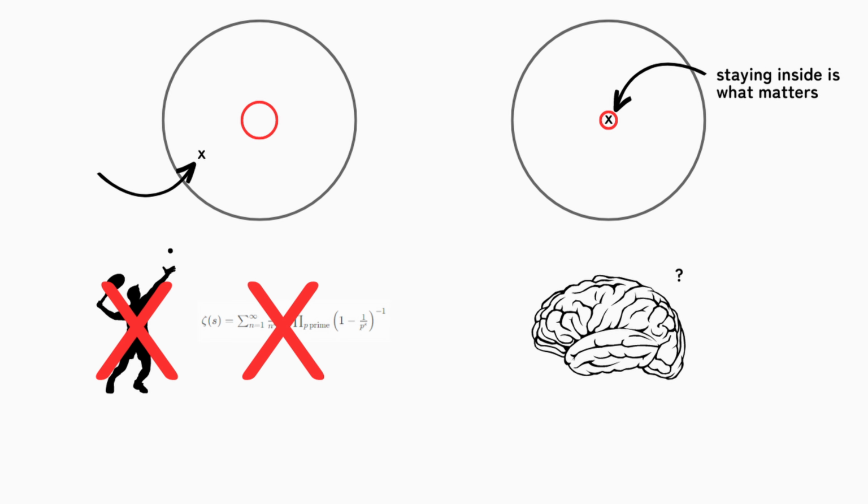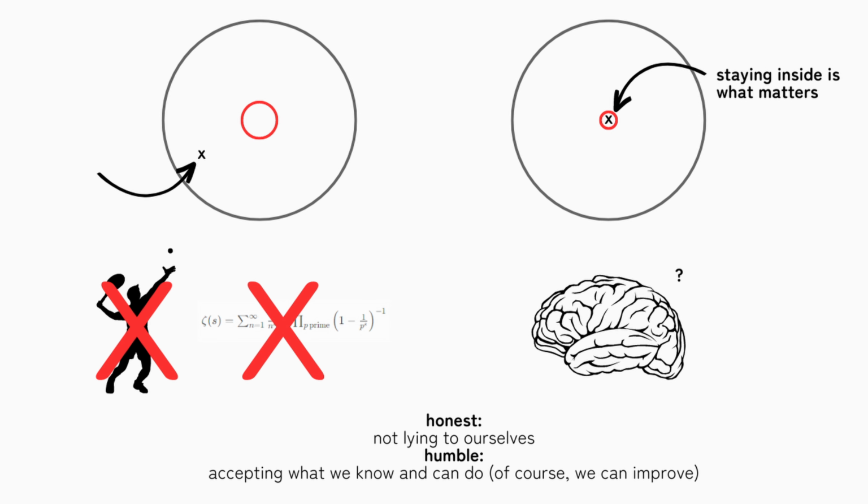It requires one to be honest and humble to oneself. Honest because, well, when we lie to ourselves, we set ourselves up for failure. Humble because we have to accept how we are. Of course, we can work on ourselves and improve. But if I'm 5.6 feet tall, I will not be a basketball player.